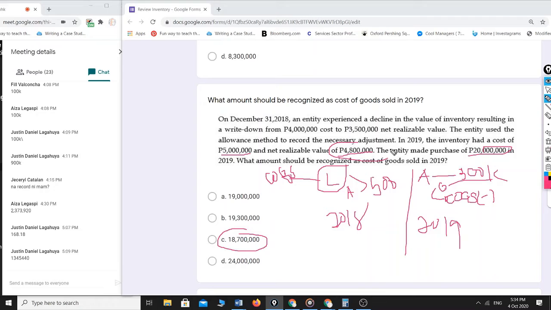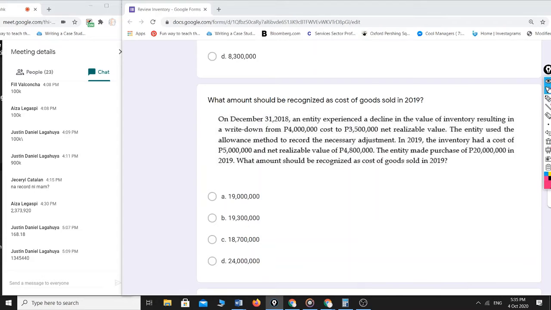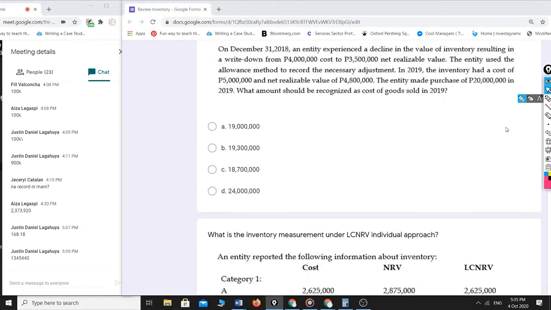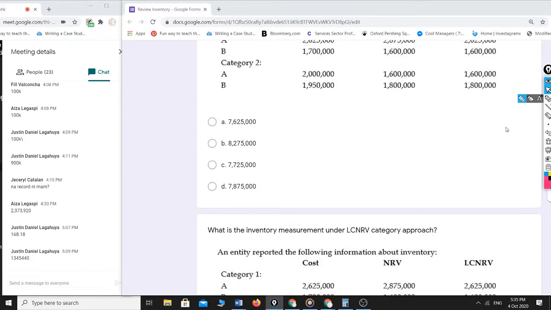Okay? Same ra gyapon. I just want you to know what if na ay reversal. Okay? And take note, the reversal is only up to pila ang gi-recognize nga loss. Okay? Bawal mo reverse o more than 500, ha? Okay. Okay, that's it. Next.